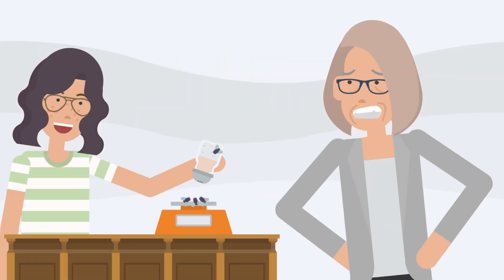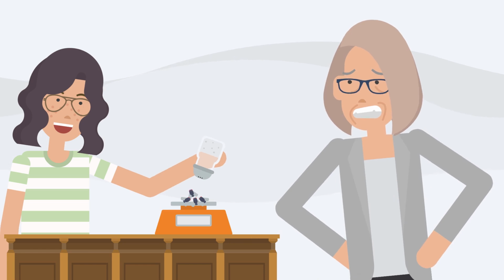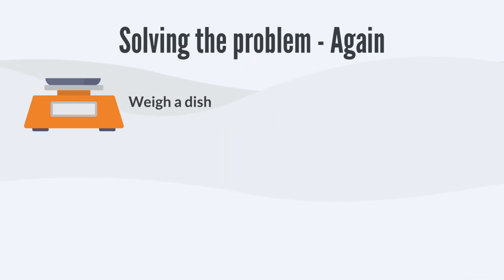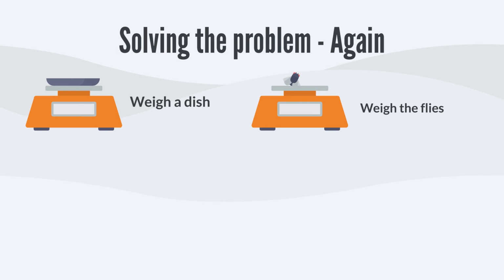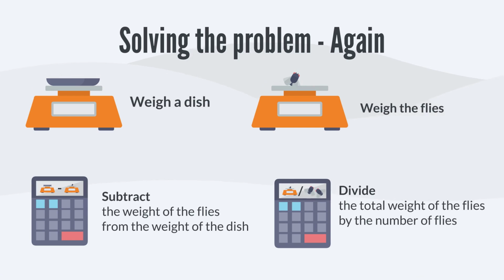Her mother says if she puts dead flies on her good cooking scale, that Vienna is going to buy her a new one. Plan B. Solving the problem. Again. Weigh a dish, weigh the flies, subtract the weight of the dish from the weight of the dish and flies, then divide the total weight of the flies by the number of flies.